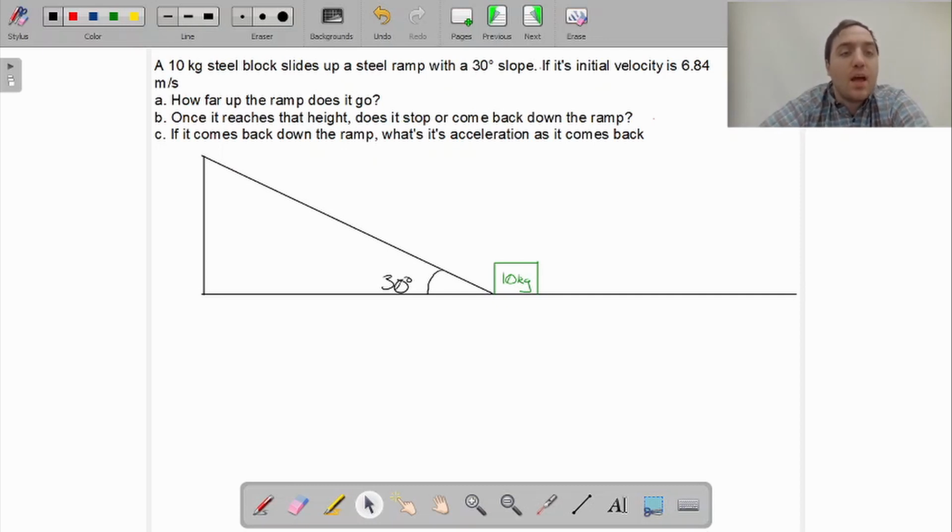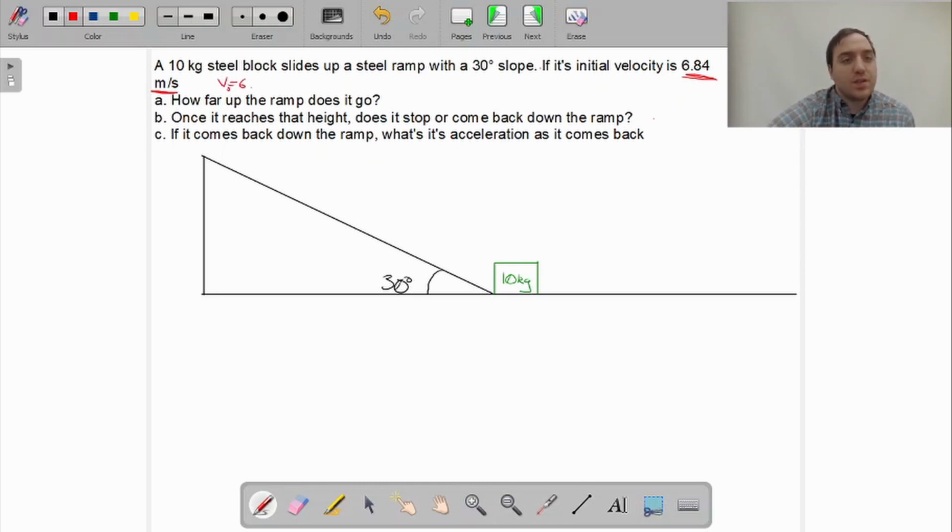We'll start with A. How far up the ramp does it go? In other words, what distance or displacement does it travel? This is a kinematics problem at its core. What is delta x? We know our initial velocity. It's this 6.84 meters per second. We even know the final velocity. How far up? Highest point is going to be 0. At the highest point, your v final is going to be 0.